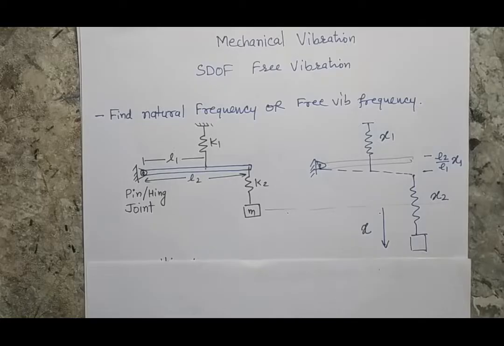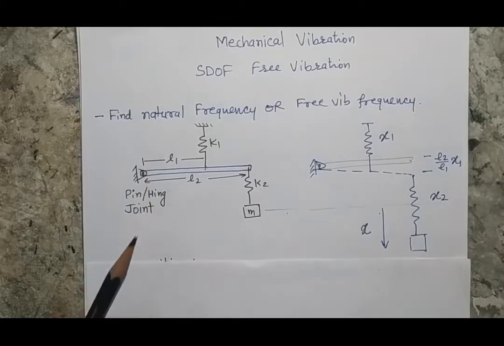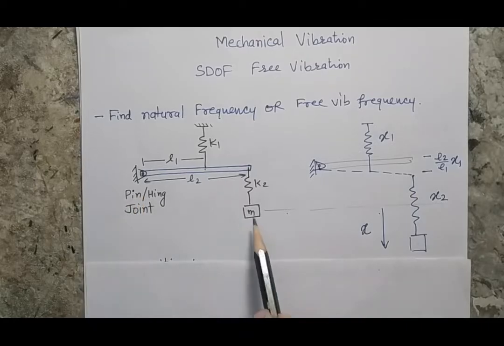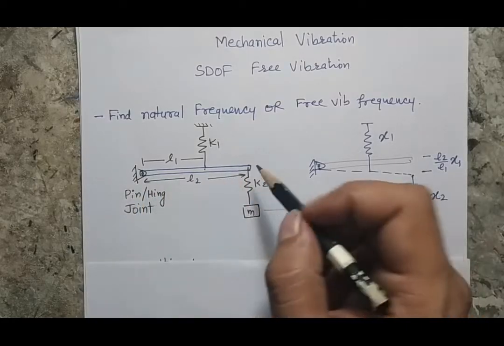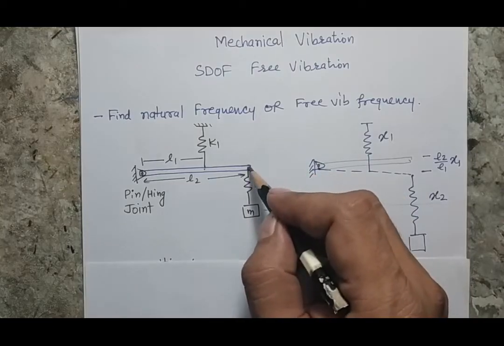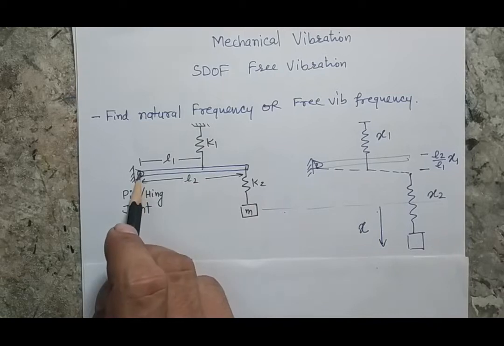In this session we are solving a problem of single degree of freedom free vibration, and we have to find the natural frequency of the given system. I am saying that this is a single degree of freedom vibration. So you can identify here that there is a mass connected with this spring, and the spring is connected with this bar. This bar is weightless and another spring is connected to this point, and this is a hinged joint.